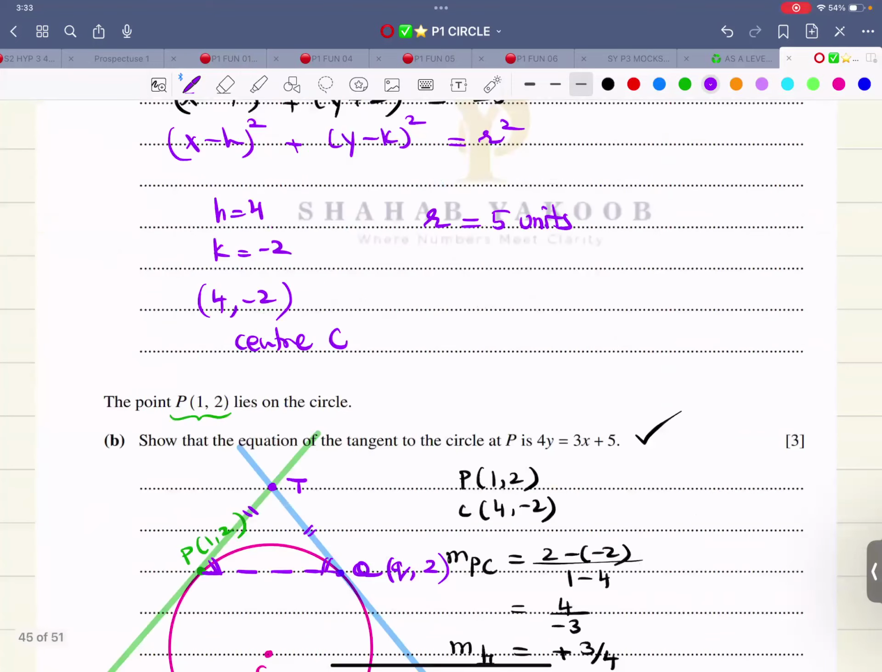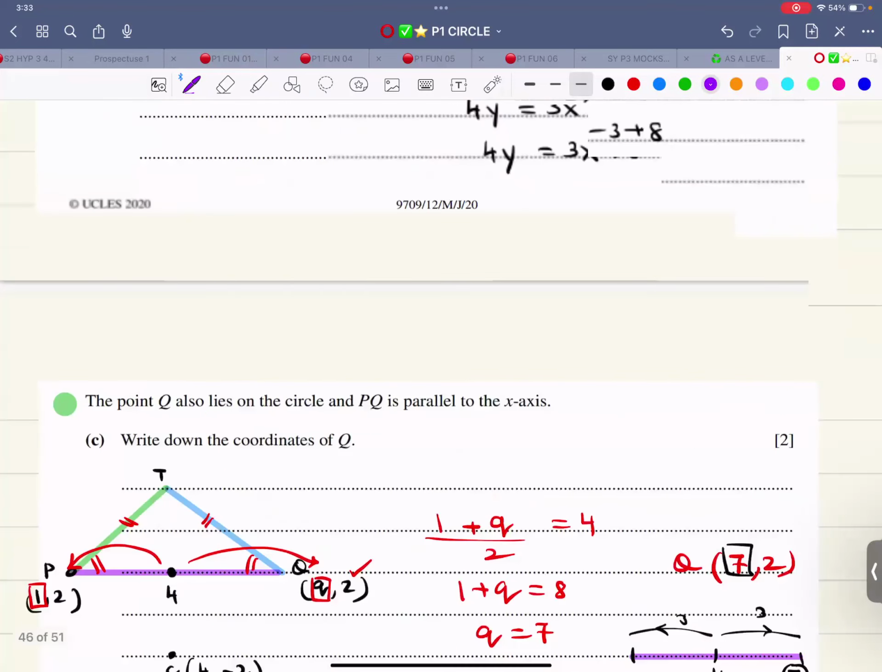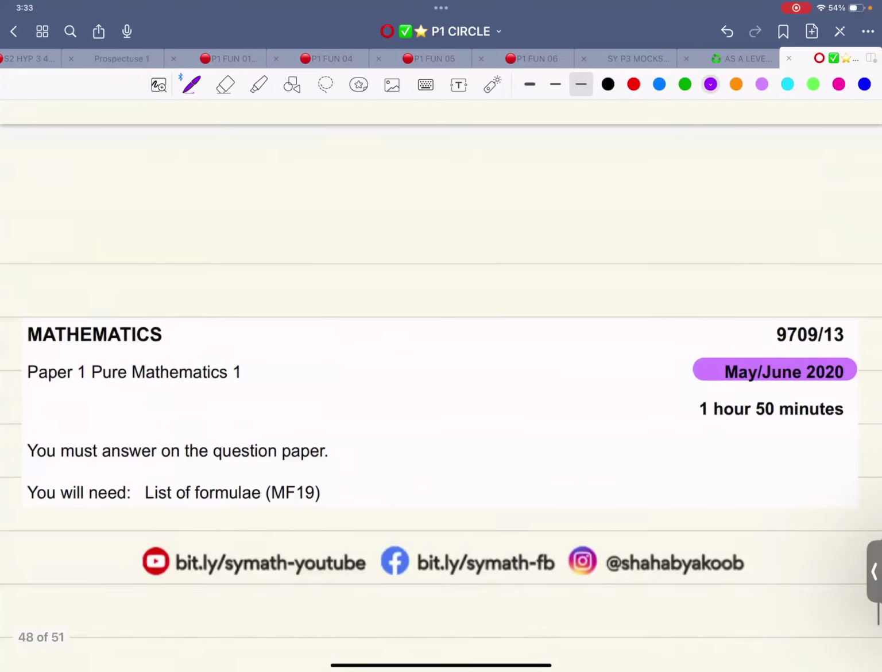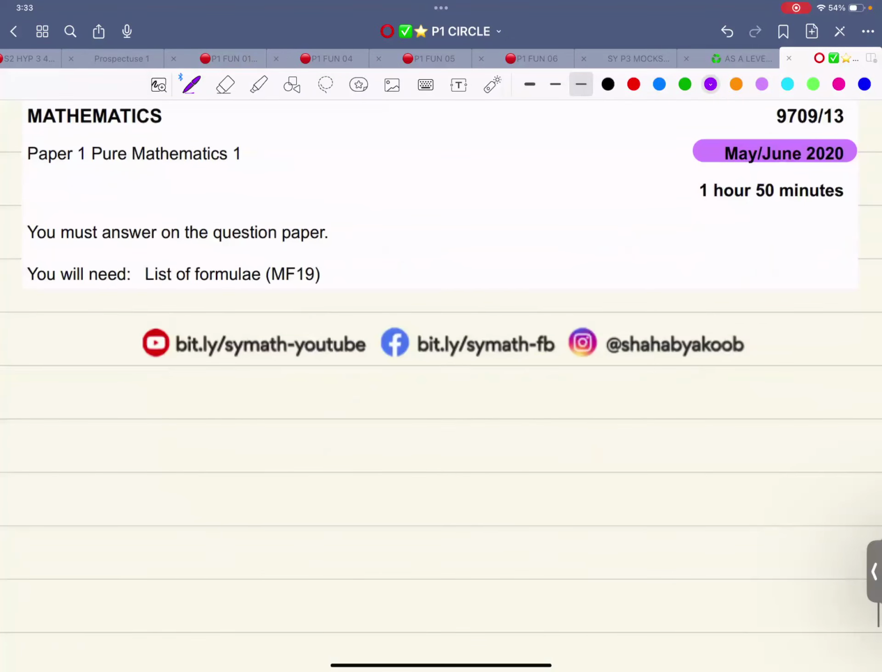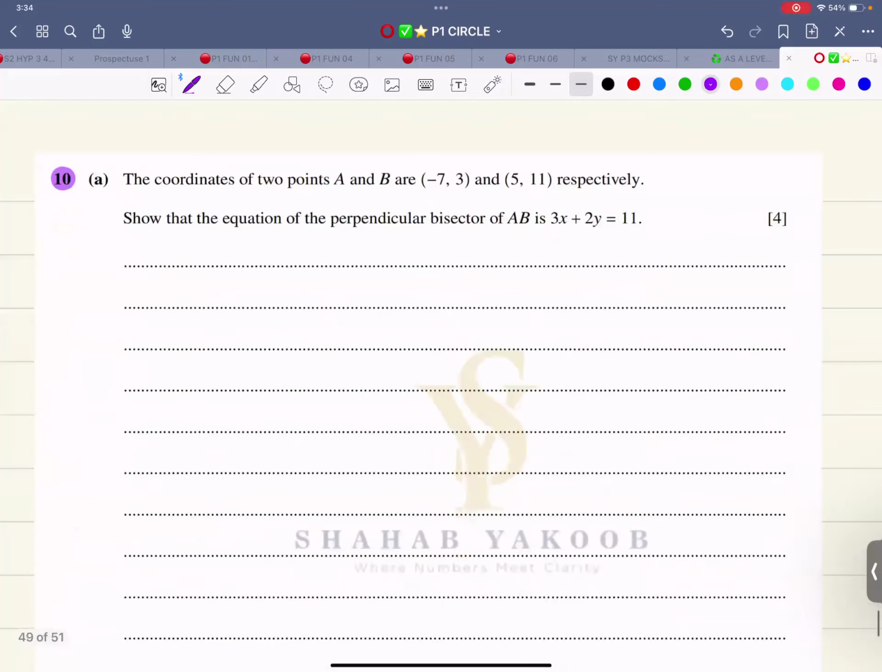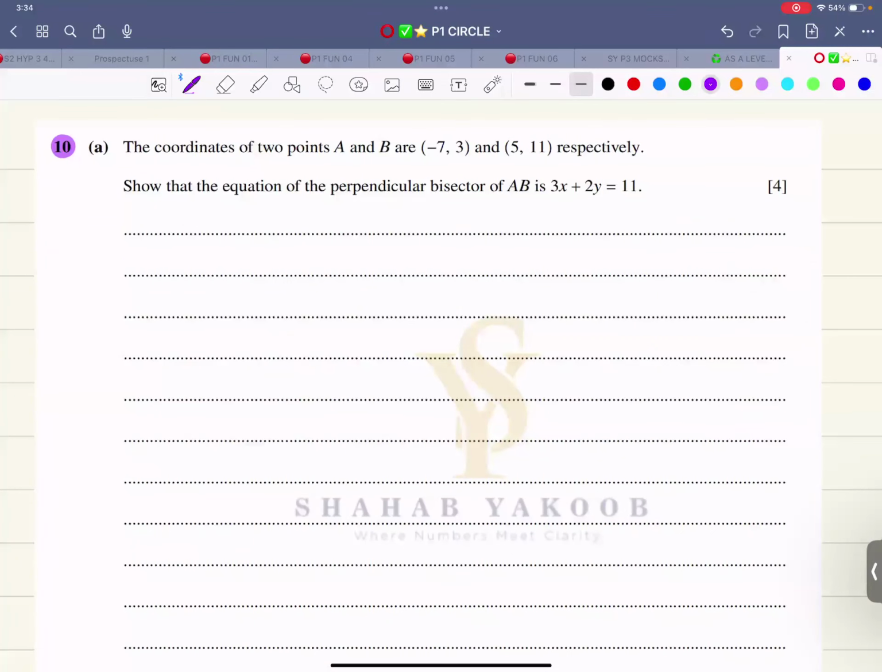So that was one nice question. Let's move to the last question for today. That is this one, May/June 2020, variant 1-3. Let's see how the question is. Just go through the first part.